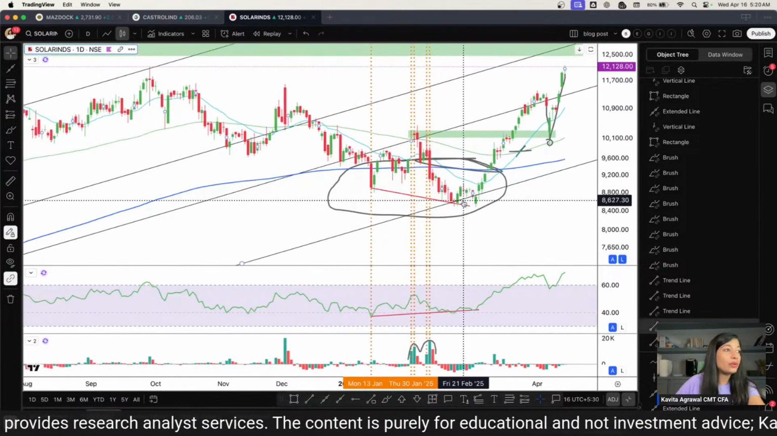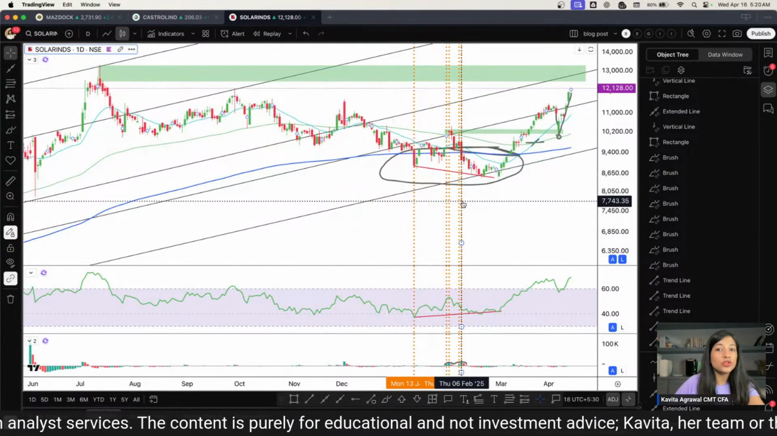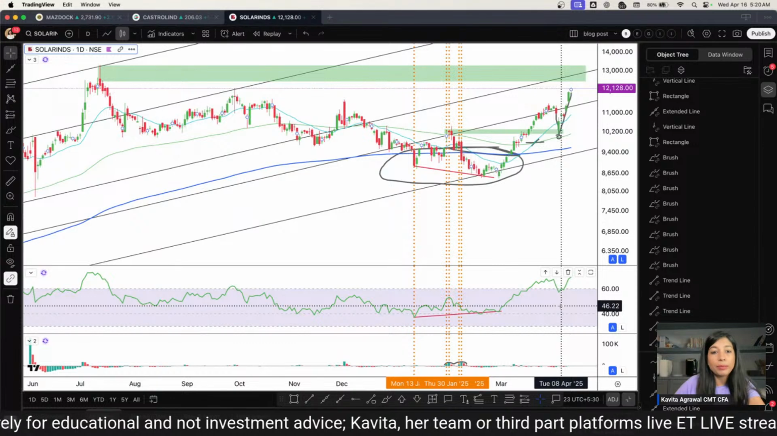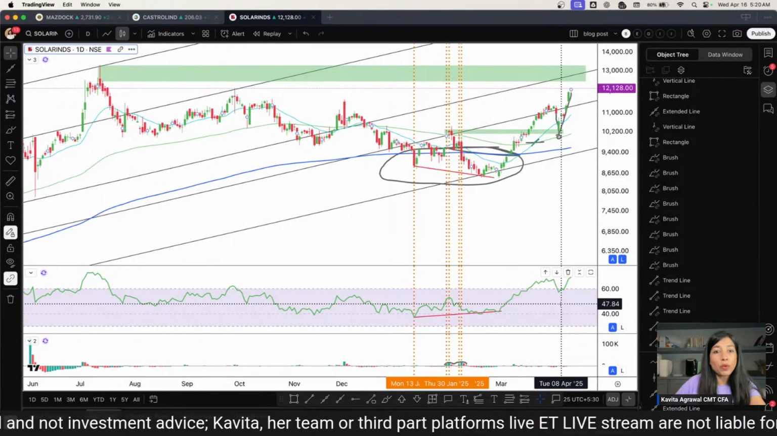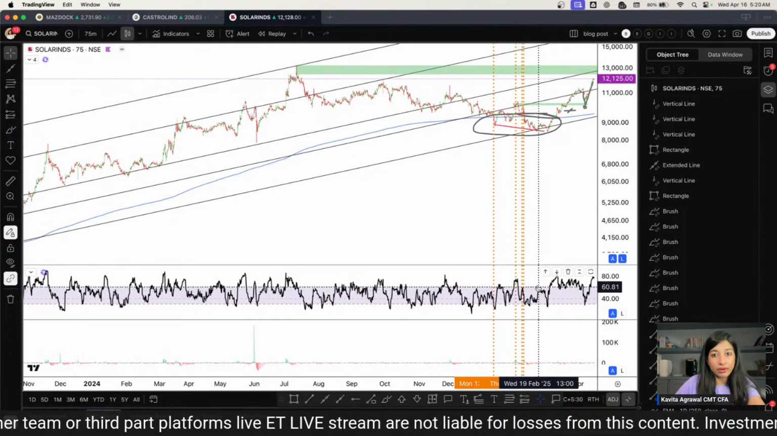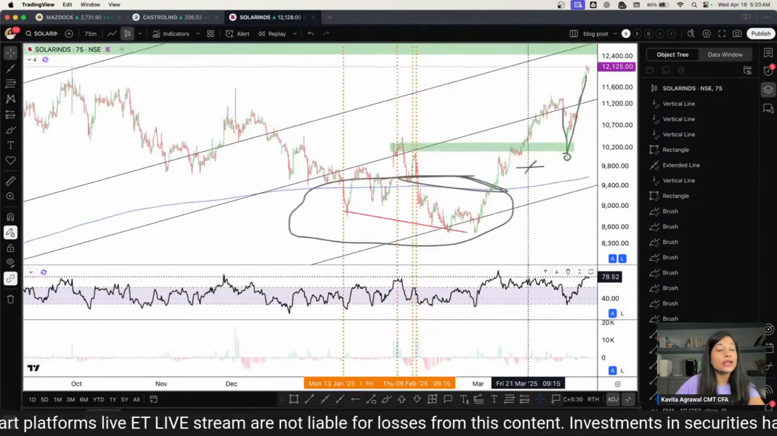So the daily time frame is telling us that while the momentum is strong and very bullish, the volume activity has not really picked up so much. So we do have a positive bias, but we need to go down one time frame to the 75-minute time frame to assess our next move.